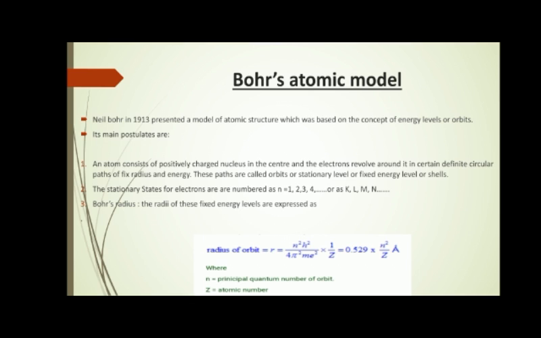Bohr's radius. The radii of these fixed energy levels are expressed as the radius of the orbit, as you can see here in this slide. r is equal to n square h square upon 4 pi square m e square multiplied by 1 upon Z, or we can write 0.529 multiplied by n square upon Z angstrom. You know children, you have studied that n is the principal quantum number, Z is the atomic number, h is the Planck's constant.